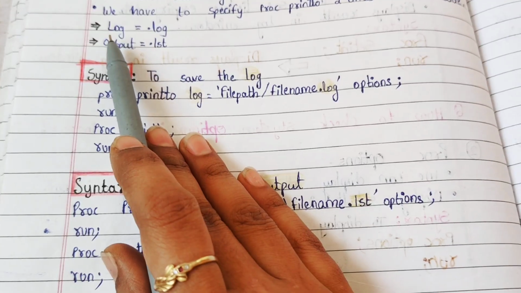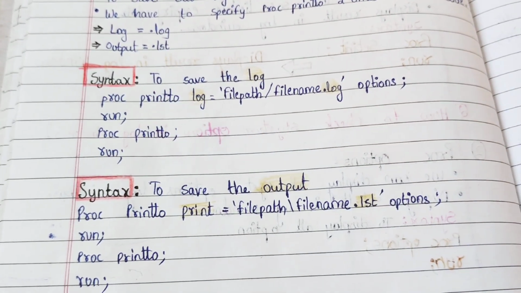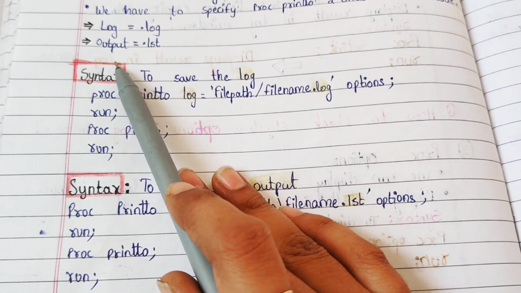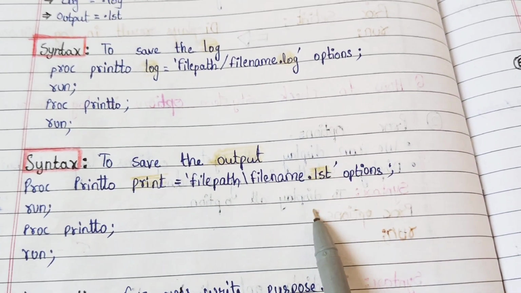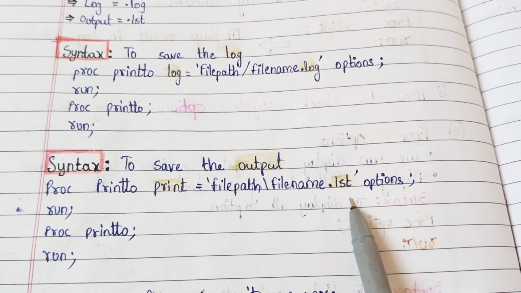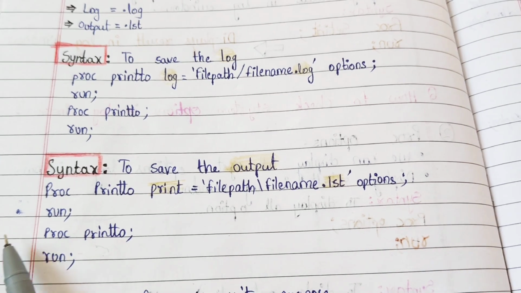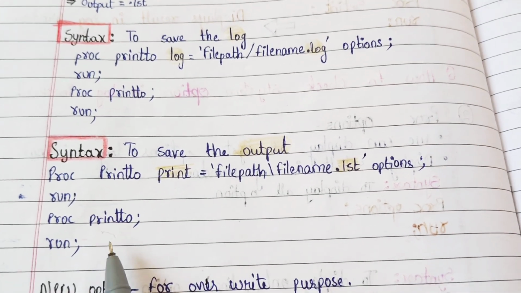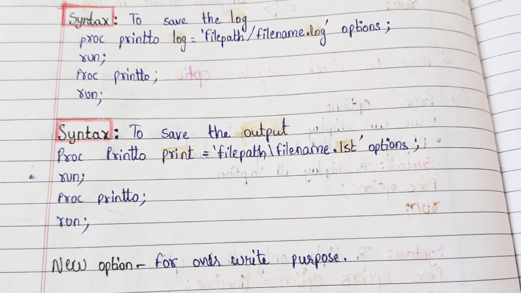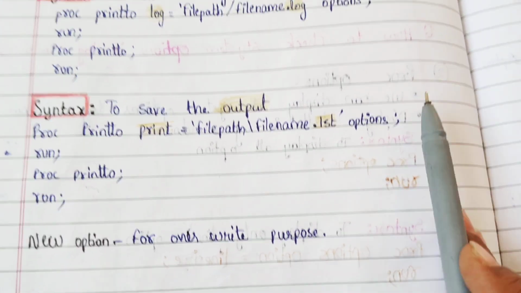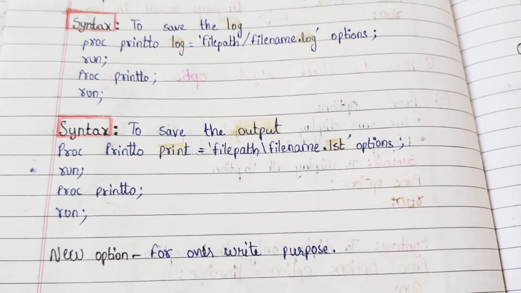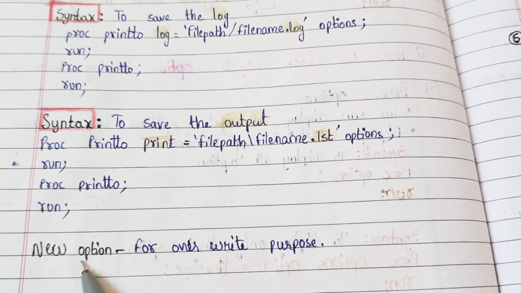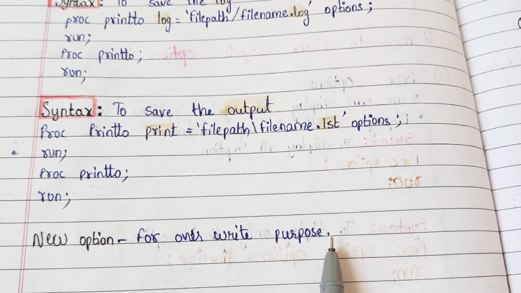I have explained it right here: the log extension is .log, the output extension is .lst. So this is .log, this is .lst. Options semicolon, run semicolon, proc printto semicolon, run semicolon. Now, the option we will use in our proc printto procedure is nothing but the new option. We use the new option for override purposes.